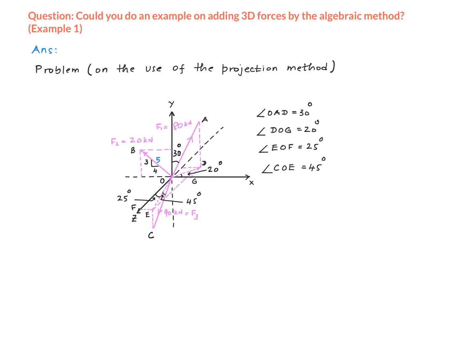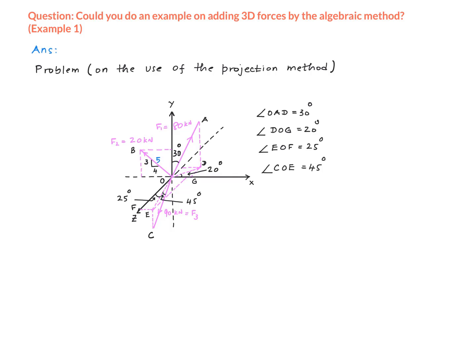There are three forces, F1, F2 and F3 acting at the same point, and we have placed a three-dimensional Cartesian coordinate system at that point. In other words, the origin of this Cartesian coordinate system coincides with the point where the forces are acting. F1 has a magnitude of 80 kilonewton, F2 has a magnitude of 20 kilonewton, and F3 has a magnitude of 90 kilonewton. For F1, these two projection angles are given.